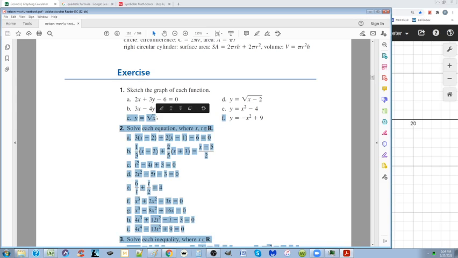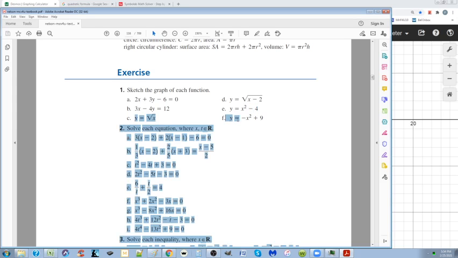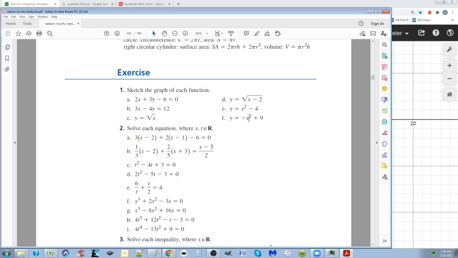This is a root graph, also called a radical function. Starts at 0, 0, moves to the right. All y and x values are above or equal to 0. This is a radical function that's been phase shifted 2 to the right. This is an upwards facing parabola that has a vertex of 0, minus 4. This is a downwards facing parabola that has 0, 9. You should be able to identify all that quite quickly, including the domain and range.